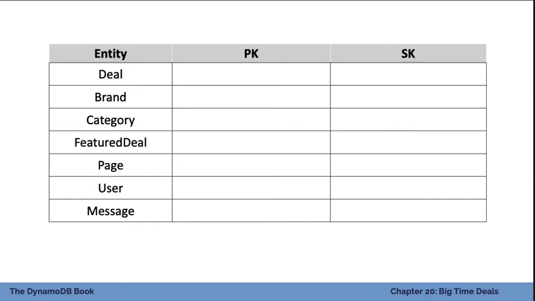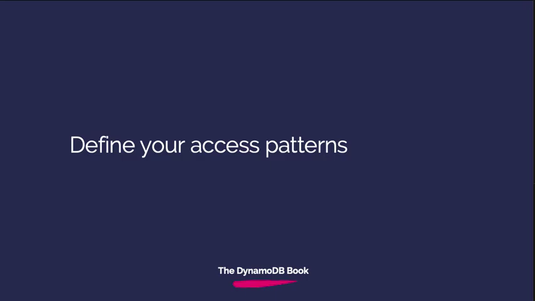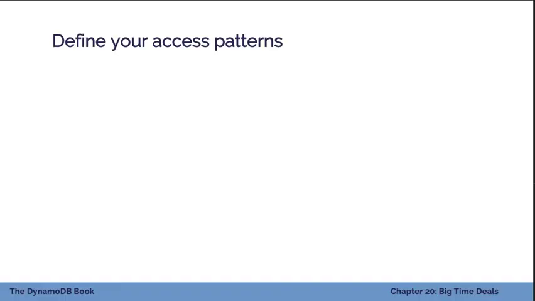If we look at our entity chart, we've just split out those 7 entities. Because it's pretty complex, we're probably going to use a composite primary key. So we've got that split out into PK and SK here, but we'll see. Let's get in and define our access patterns now.